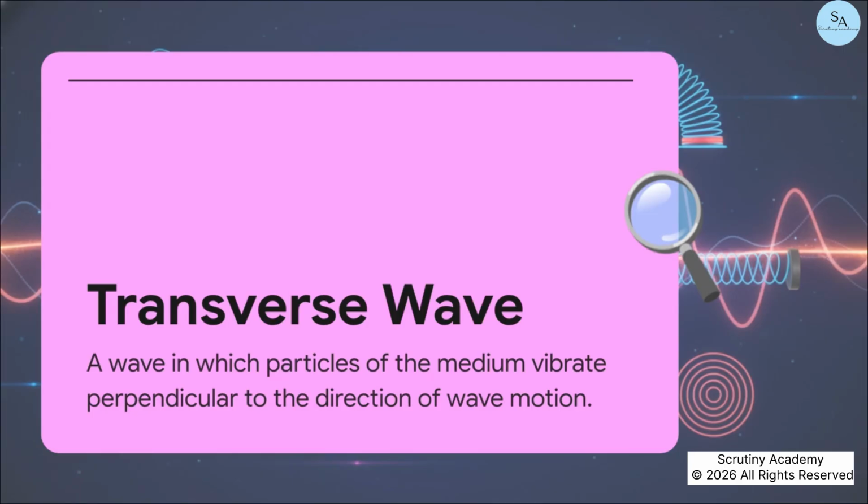And this type of wave brings us to our second suspect, the transverse wave. Here, the particles of the slinky are moving up and down or side to side, which is perpendicular, at a right angle to the direction the wave itself is traveling. So let's get this straight. Longitudinal is parallel and transverse is perpendicular. That's the main difference right there.